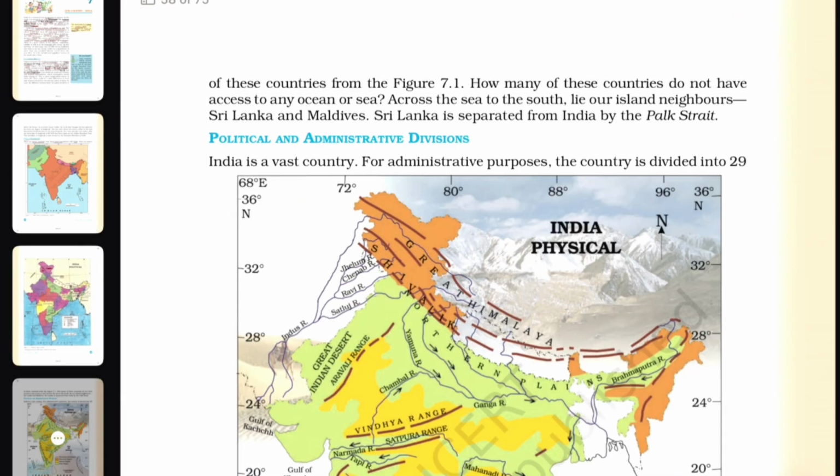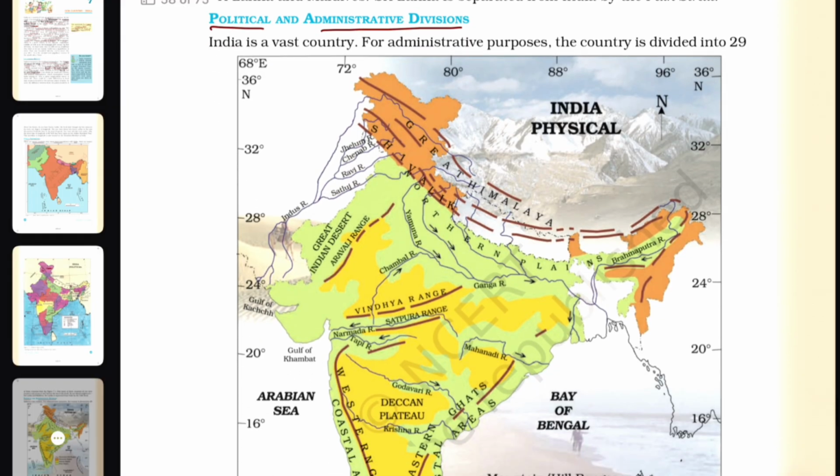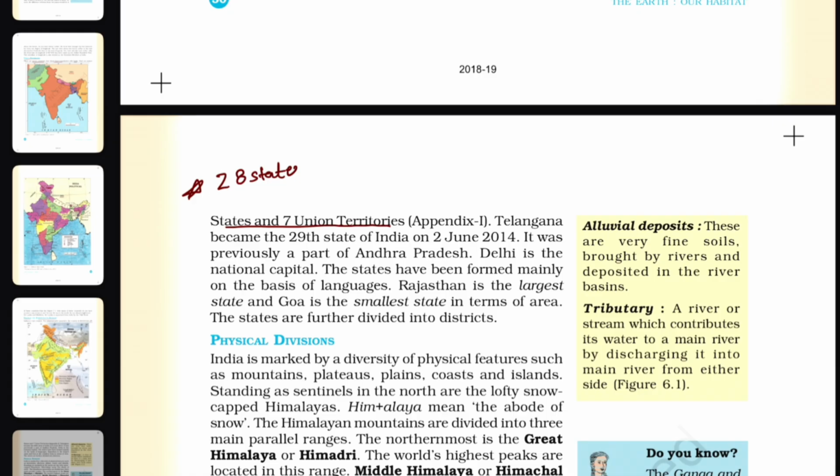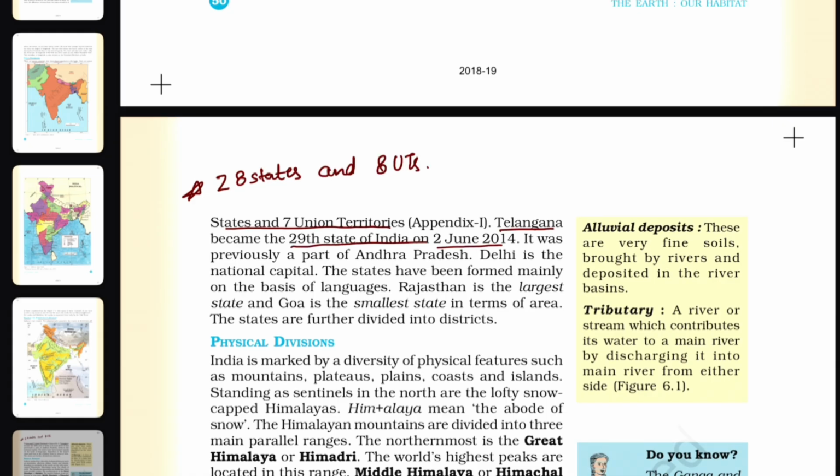Then comes our political and administrative divisions. Okay, so India is basically a very vast country. For administrative purposes, the country is divided into 29 states and 7 UTs. You can change the statistics, as it has changed now. We have a total of 28 states and 8 UTs along with J&K. Telangana became the 29th state of India on 2nd June 2014. It was previously part of Andhra Pradesh, and Delhi is the national capital.